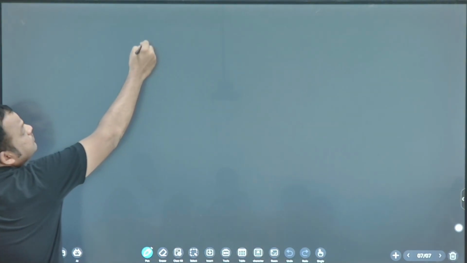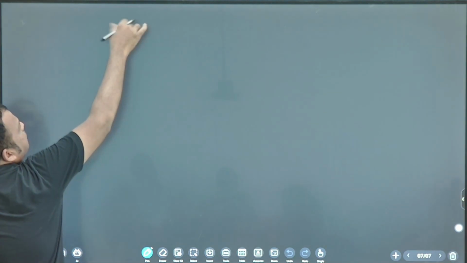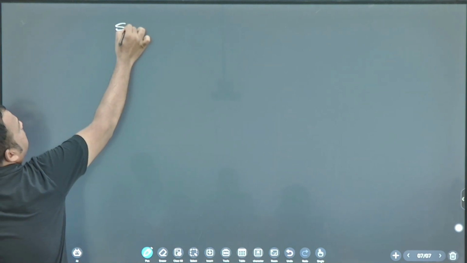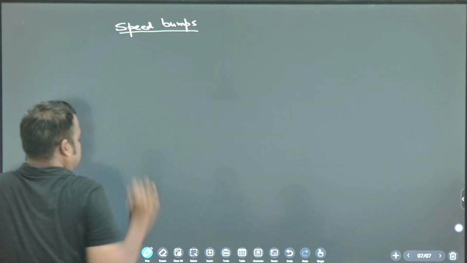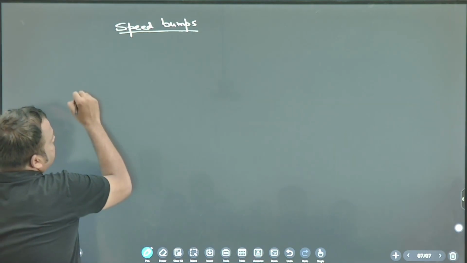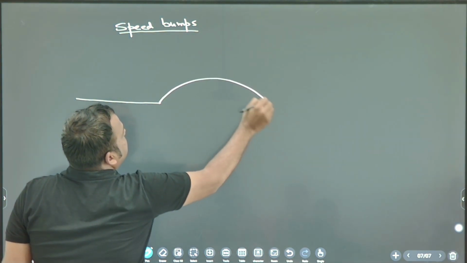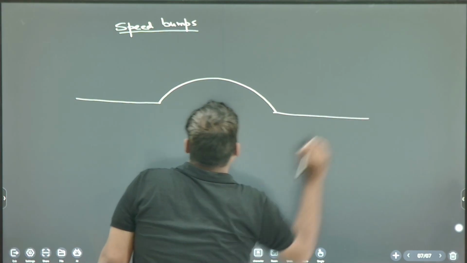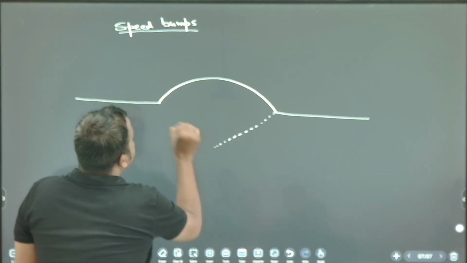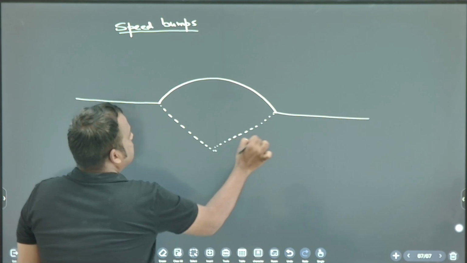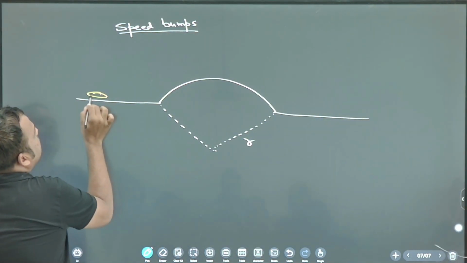Okay, next topic. We can solve some small topics. Note down: speed bumps. So suppose this is the highway, a road is there. Now there is a speed breaker. The radius of this speed breaker is R. Now suppose a car is coming, this is the car.